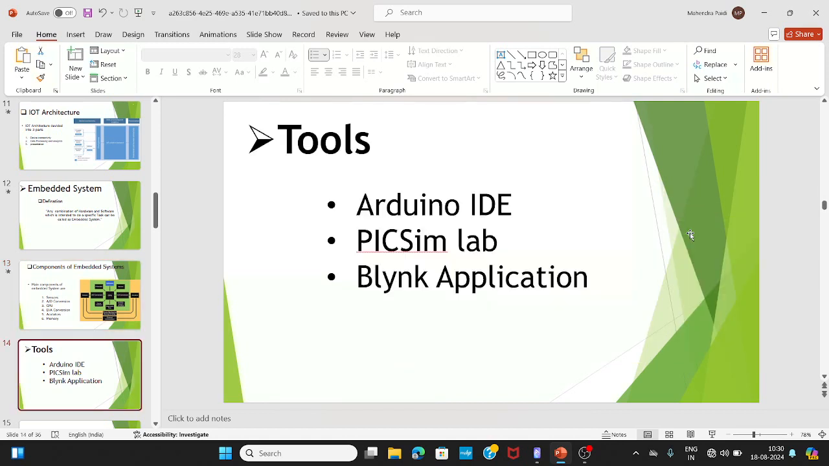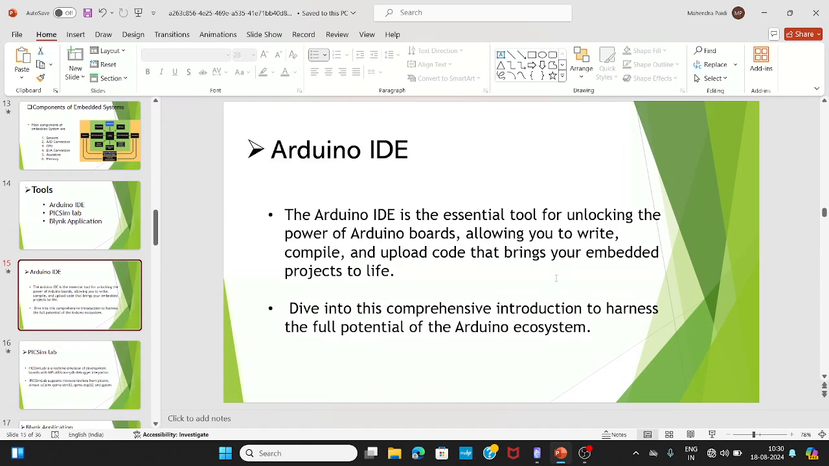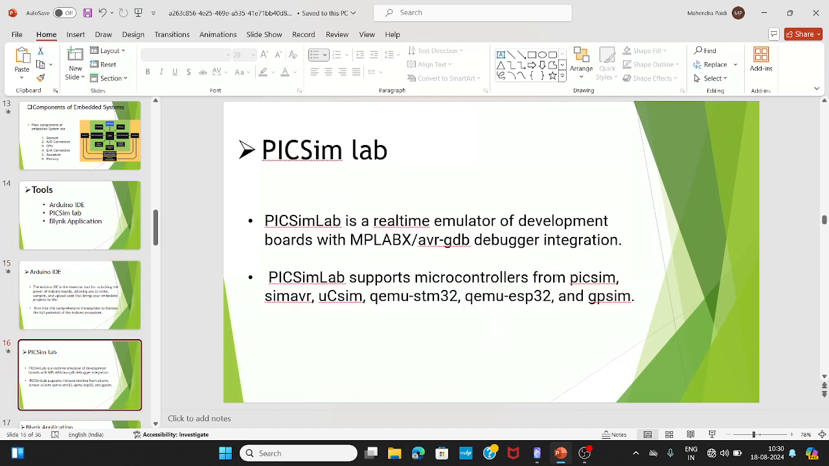Next, the tools used during this project: Arduino IDE, Proteus Lab, Blynk application. First one, Arduino IDE. The Arduino IDE is the essential tool for unlocking the power of Arduino boards, allowing you to write, compile, and upload code that brings your embedded projects to life.